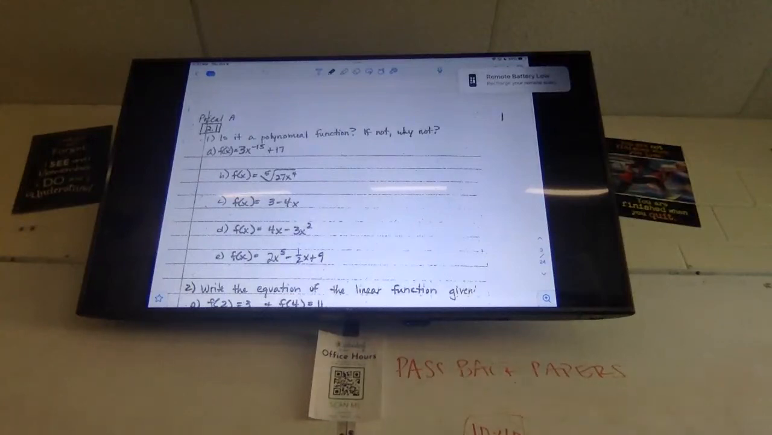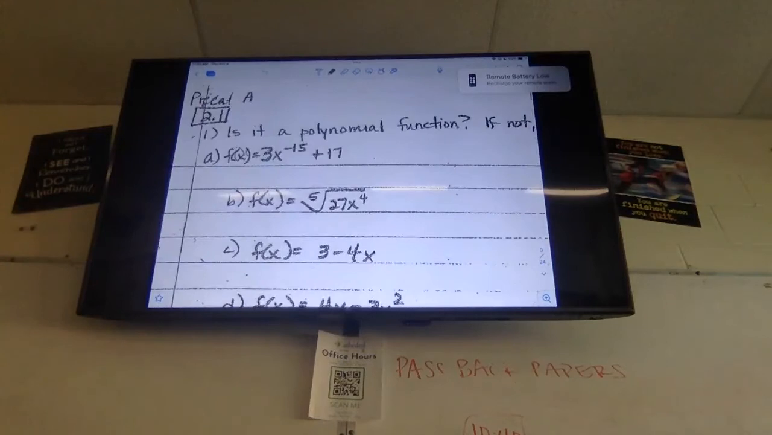Okay, so we are in chapter 2, section 2.1. We'll get most of this done today, probably not all of it though. But first things first, I see a new vocab word. I see the word polynomial. What does a polynomial function mean to you? What should it have in it?